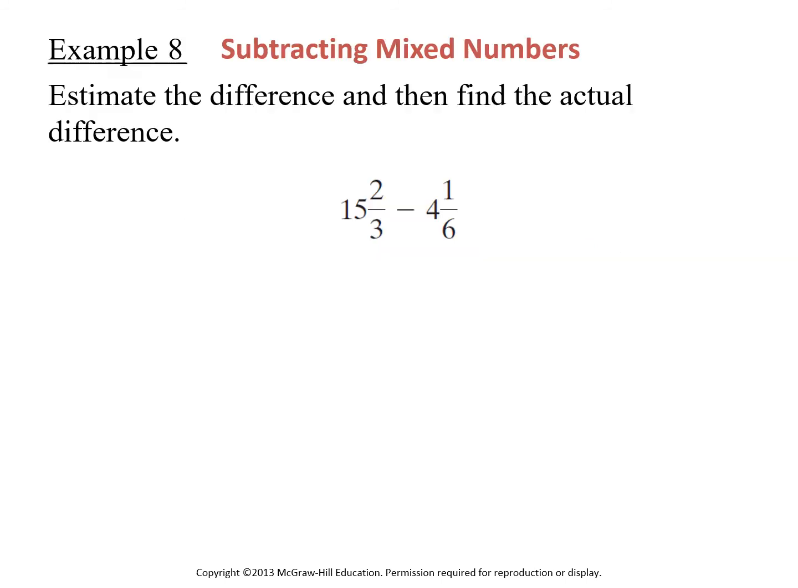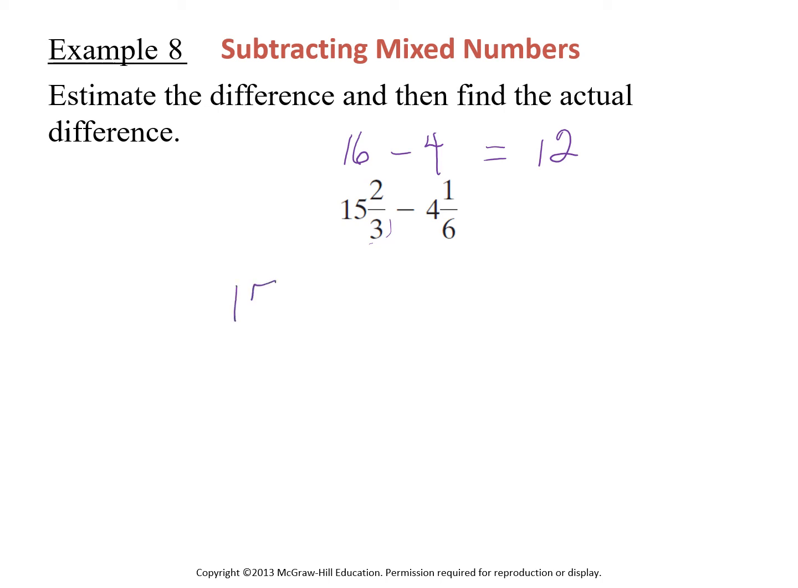All right, now we're going to subtract mixed numbers, and we'll estimate first and then find the actual difference. So 15 and 2/3 is going to round to 16. Half of 3 is 1 1/2. Since this is 2/3, it's more than a half. And 3/6 is a half, so 1/6 is less than a half. So that estimate is going to be 4. So my estimated difference is 12.